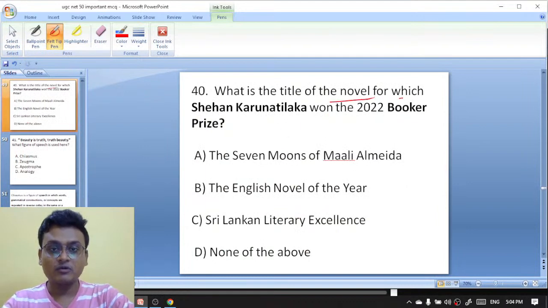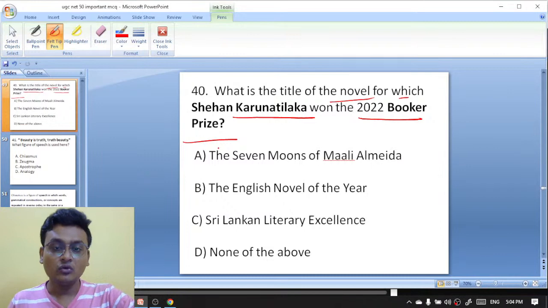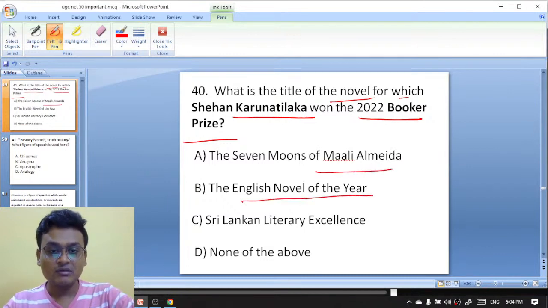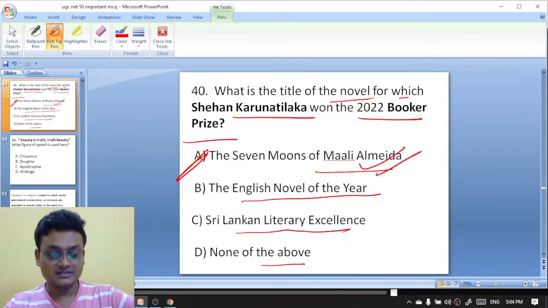Okay, moving on to question 40 here. What is the title of the novel for which Shehan Karunatilaka won the 2022 Booker Prize? The Seven Moons of Maali Almeida, the English Novel of the Year, the Sri Lankan Literary Excellence, or none of the above. It is actually The Seven Moons of Maali Almeida.